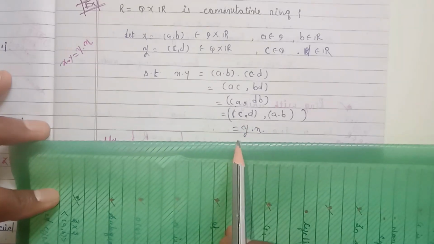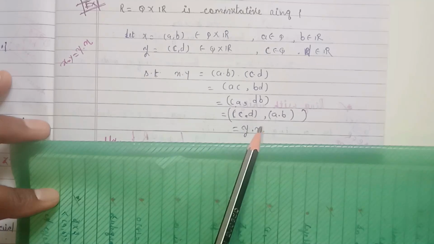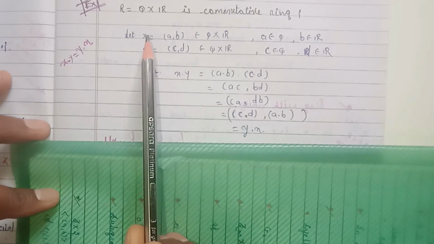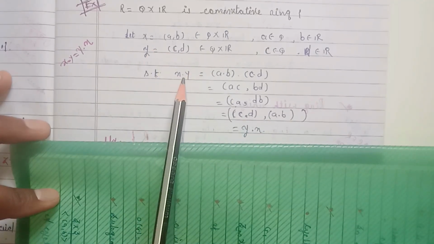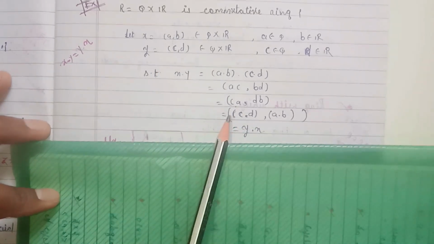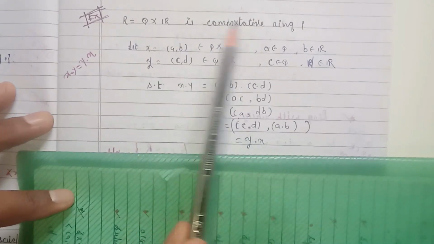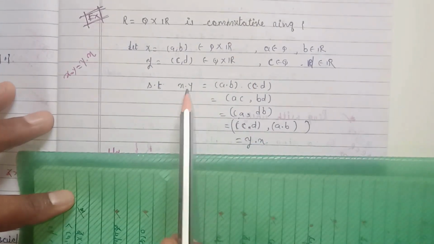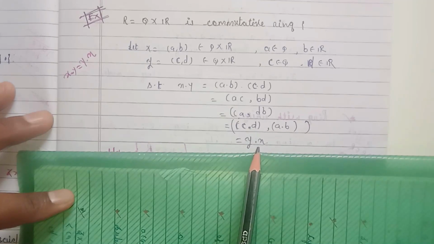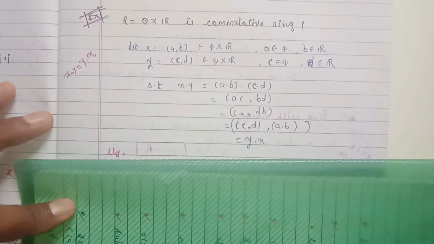Now we can observe here that (C, D) has value Y and (A, B) has value X. So X dot Y is equal to Y dot X. When this property holds, we say that our ring Q cross R is a commutative ring. Or you may go through it by first finding X dot Y, then finding Y dot X, and proving that both are equal. It is quite easy to prove, so nothing is difficult in it.